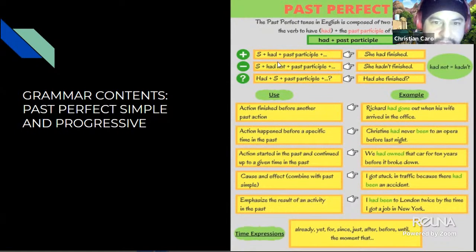You can check out here the structure, which is kind of simple. Subject plus had plus past participle. In the negative, you add not. And in the question form, you change the order. You put had first before the subject.